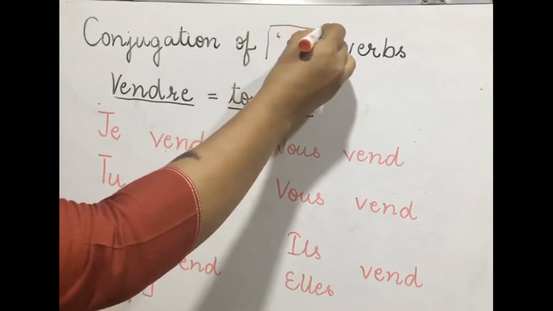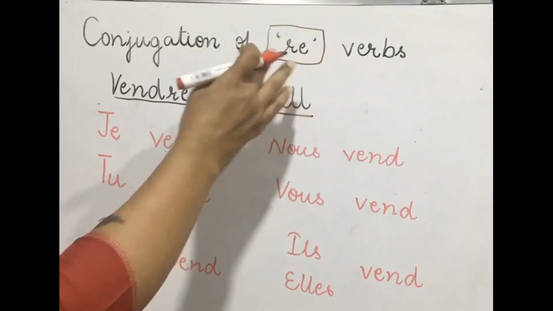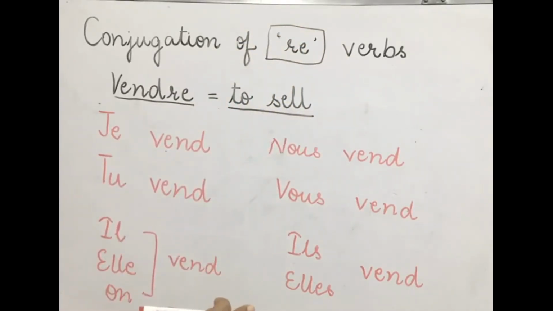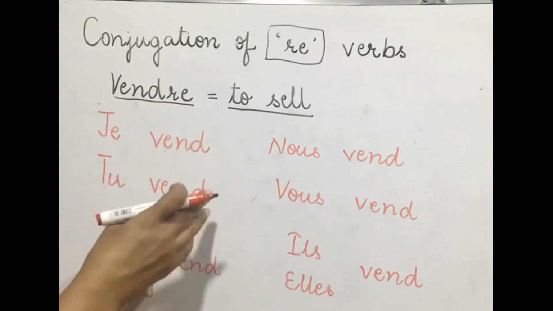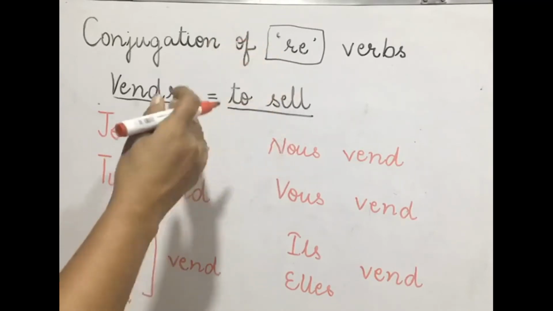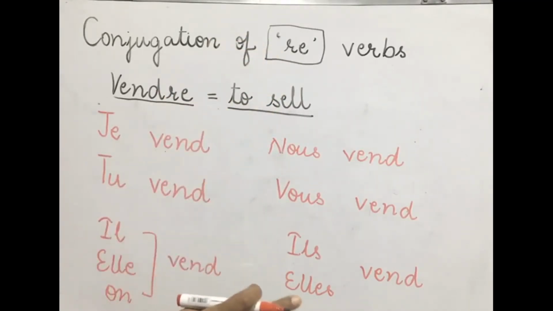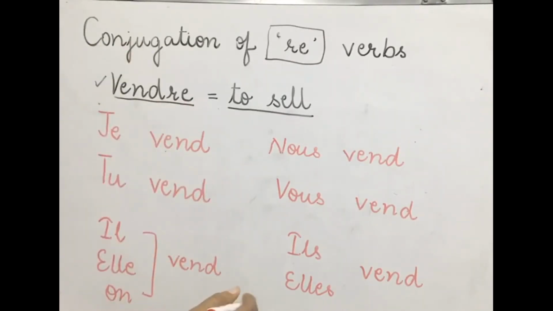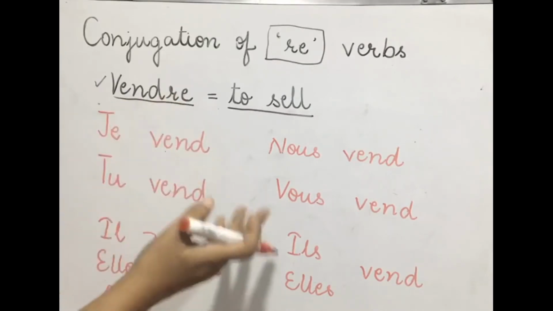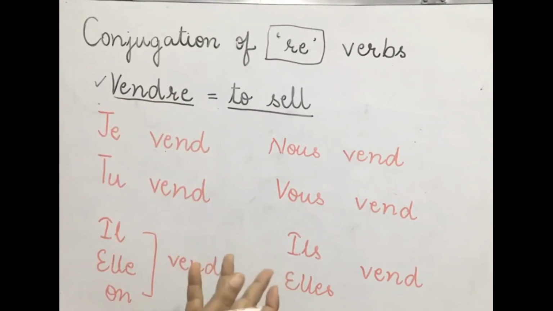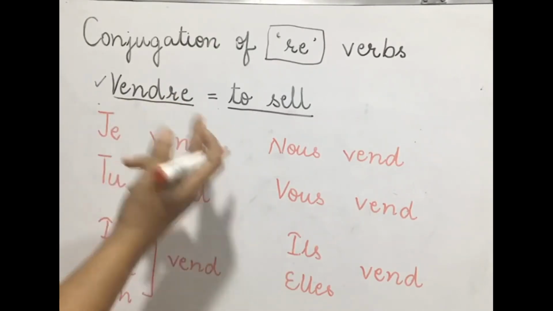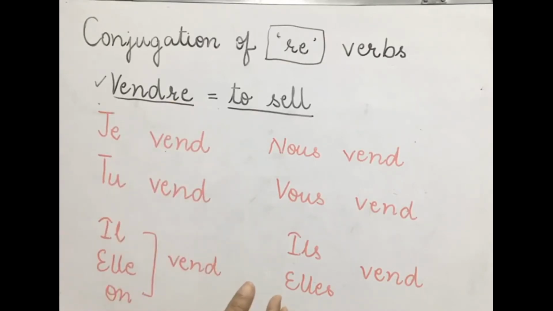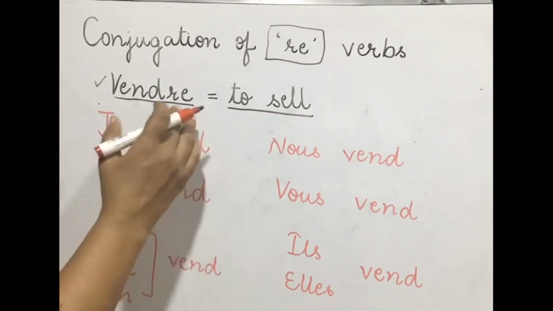When I say conjugation of RE verbs, it means regular RE verbs: the verbs ending in RE which follow a set pattern. I am giving you the example vendre. If you know English, vendre has come from the word vendor, and a vendor is someone who sells. So vendre is to sell. The verb vendre means to sell.